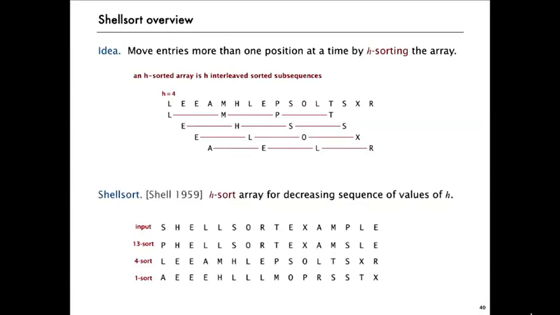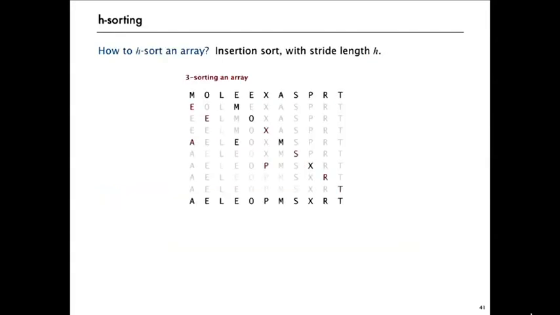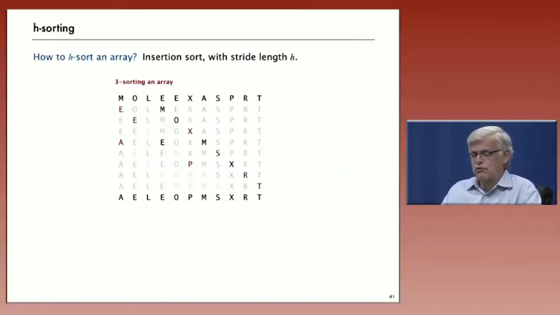This is one of the oldest sorting methods, invented by Shell in 1959. So in this case, it starts out with the input example shown, and then a 13-sort, a few items are moved, a 4-sort, a few more are moved, and then finally a 1-sort. And the idea is that each of these sorts can be implemented with only a few exchanges, given that the previous ones happened. So first thing is, how do we get an array H-sorted?